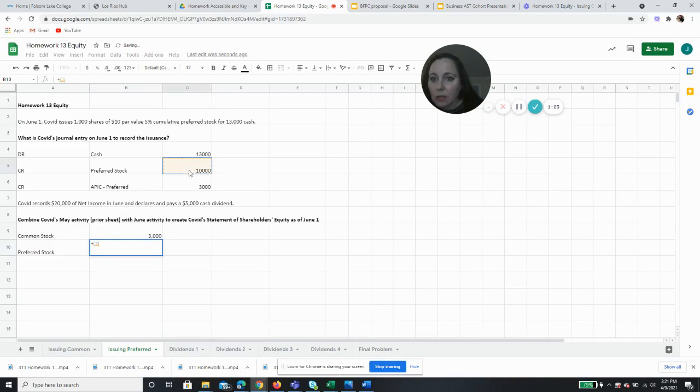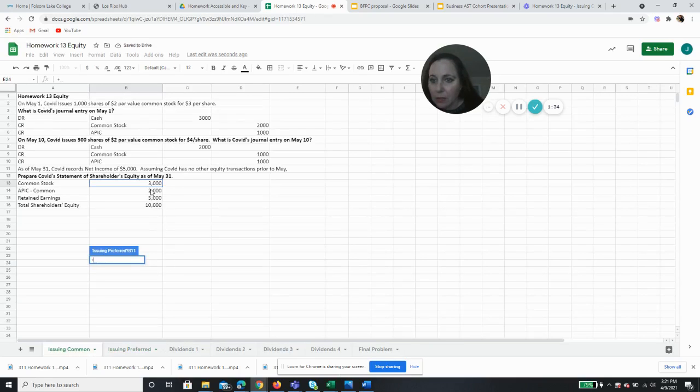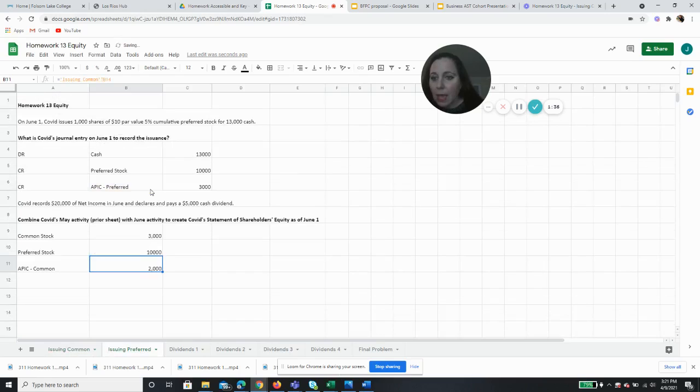And that is this 10,000 we issued. And then we're going to do APIC common. Again, that hasn't changed since last time, so we'll take it from last month's statement. And then we're going to do APIC preferred. The only activity we have is what we did this month. All right, so that's all of our paid-in capital.